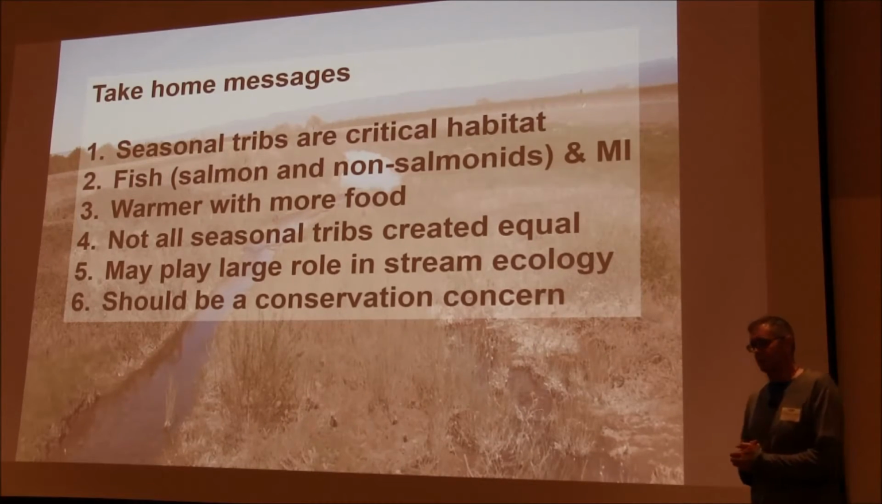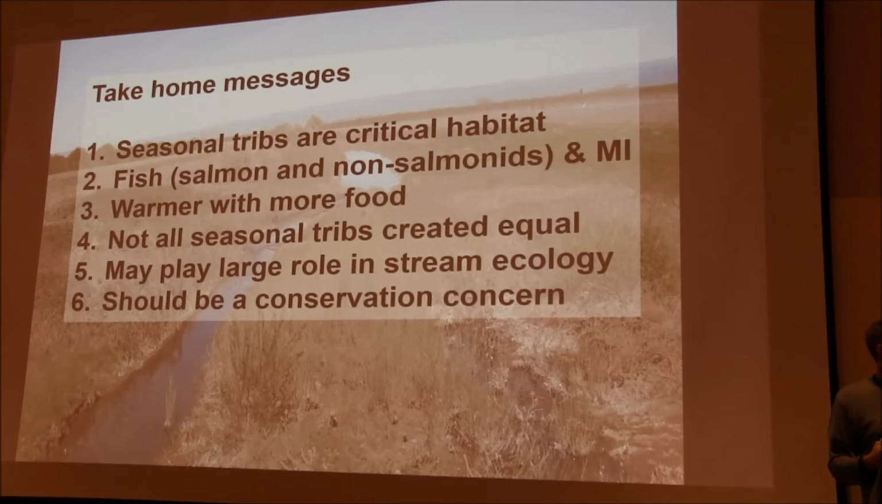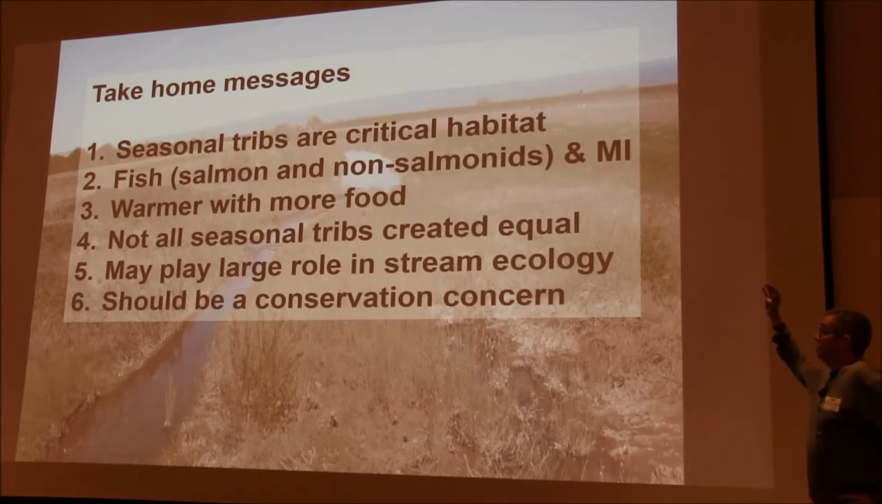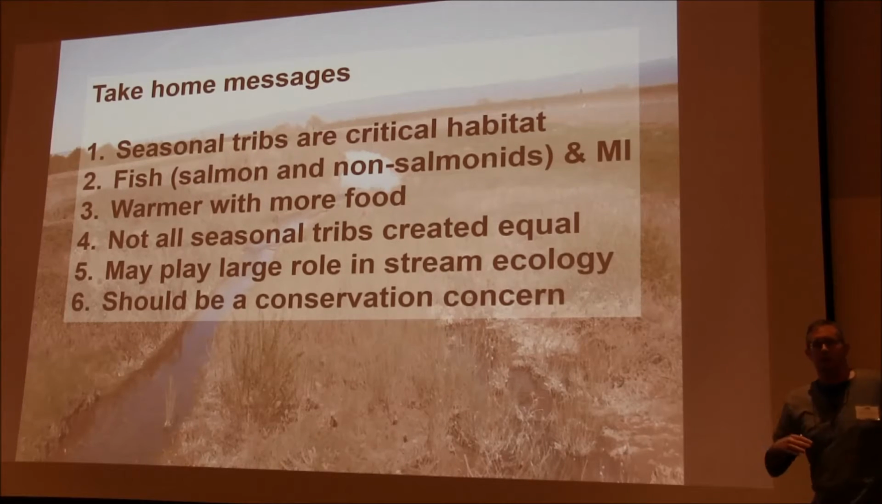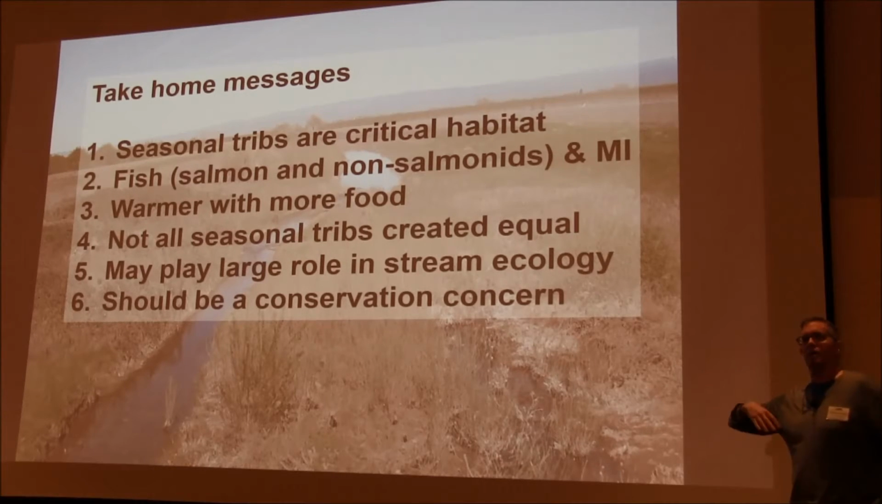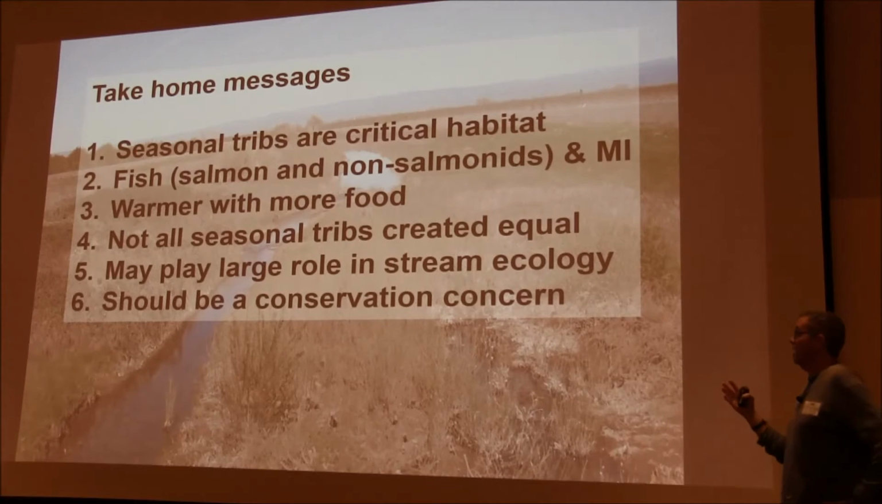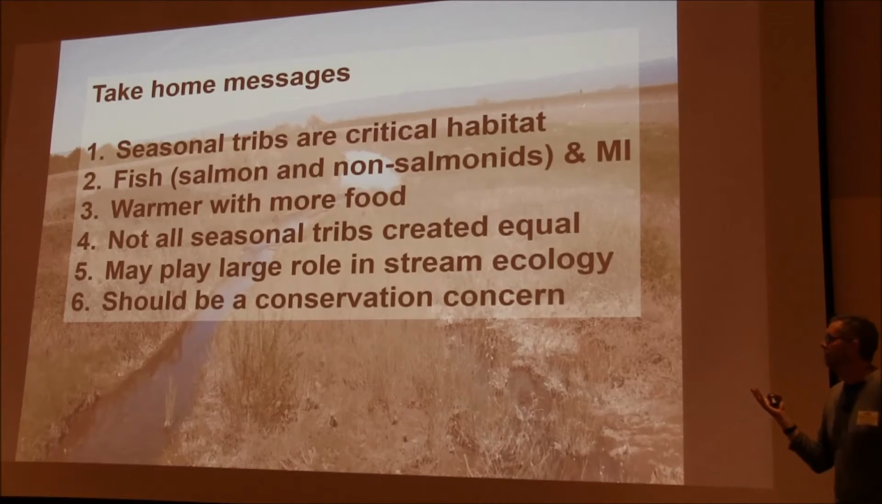So what are the take-home messages of all this? I know I was sort of jumping through this, but I wanted to make sure I had enough time. The take-home messages are, one, I think seasonal tributaries are a critical habitat and have been grossly maligned and ignored for all this time. And this is true for fish, salmonids and non-salmonids. All those larval fish, none of those were salmonids. These seasonal tributaries tend to be warmer, and there's more food there for the fish.